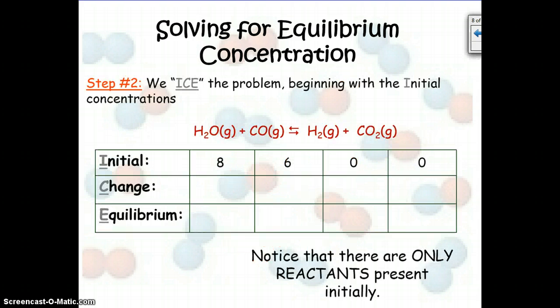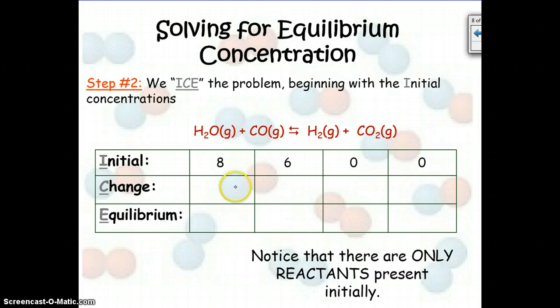All right, now we're going to jump into the actual ice table. ICE stands for initial concentration values, C stands for change, and E is the equilibrium. Now I want you to notice that in this particular problem, we only have reactants initially present. So it said we started with 8 molecules of H2O and 6 molecules of CO. So we have approximately an 8 molar and a 6 molar situation here. And we had 0 H2 and CO2 to begin with.